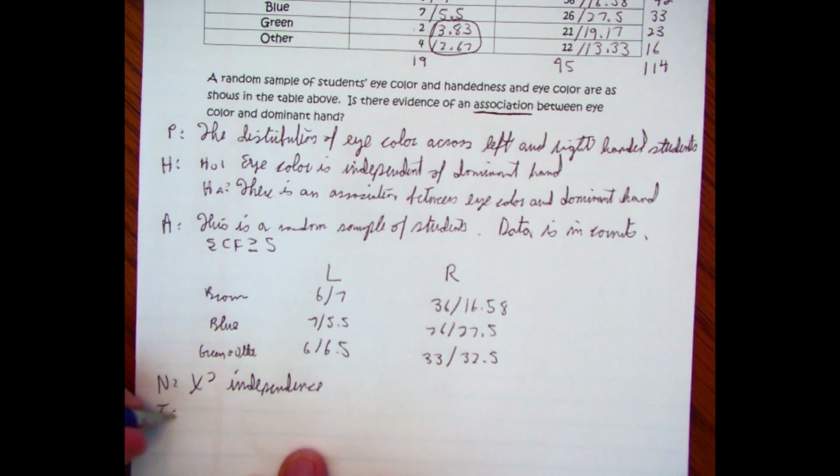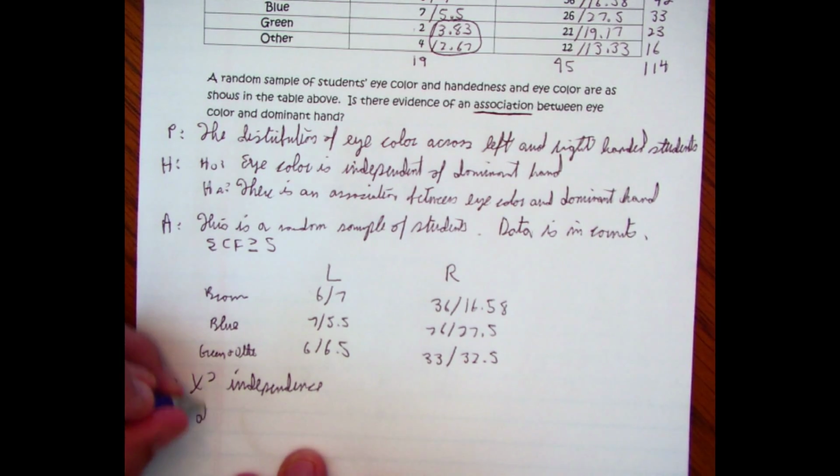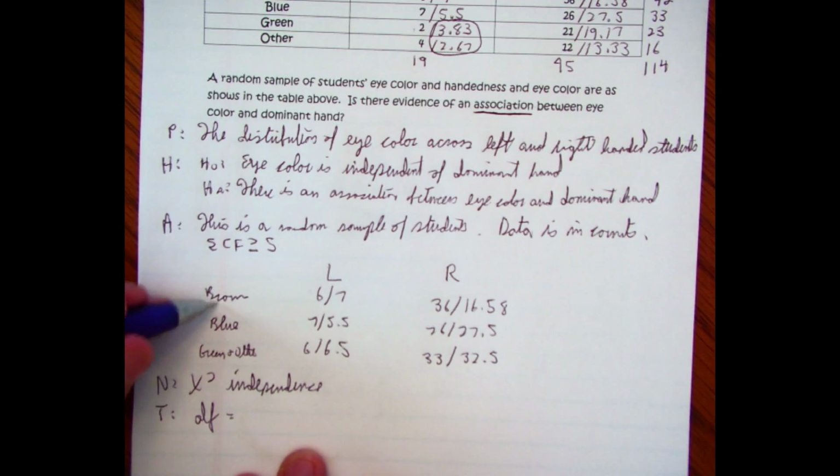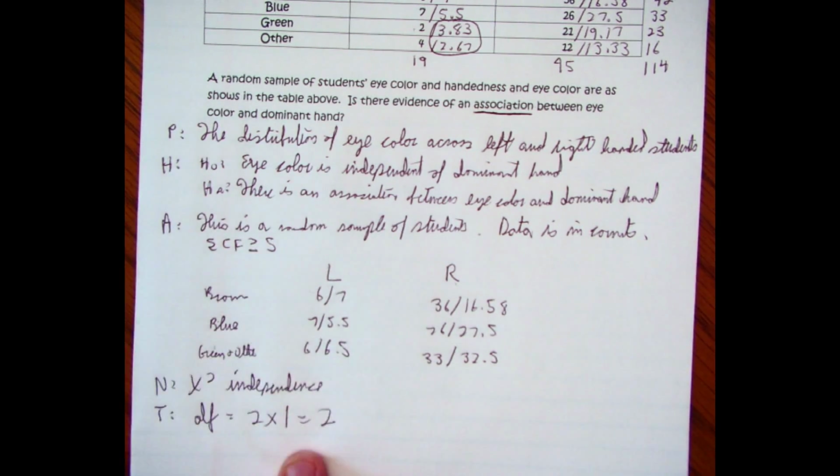Test statistics and parameters. So we've got the expected values. They're all there. Now our degrees of freedom, we're going to work off of this. Okay, so it's rows minus 1. So there's 1, 2, 3 rows, and there's 1, 2 columns. So there's 2 degrees of freedom.